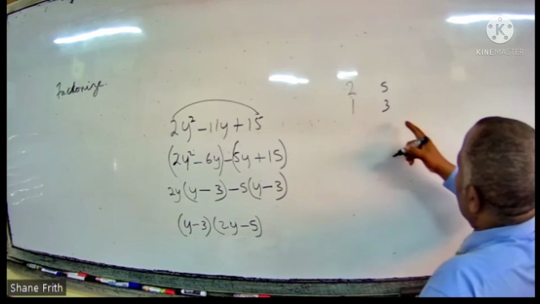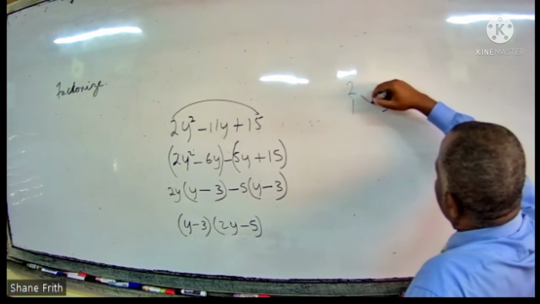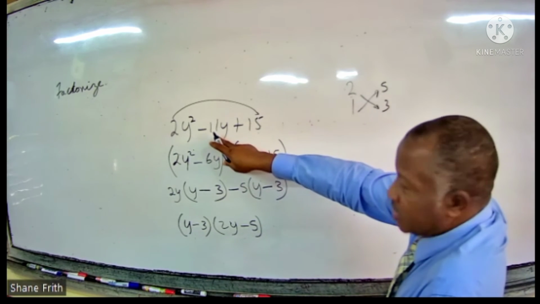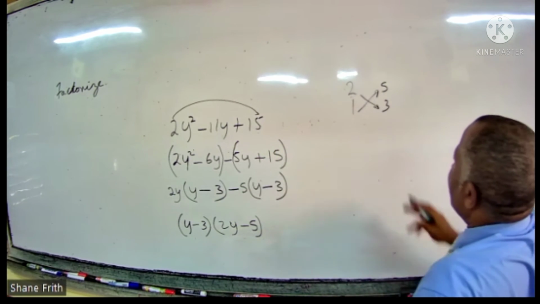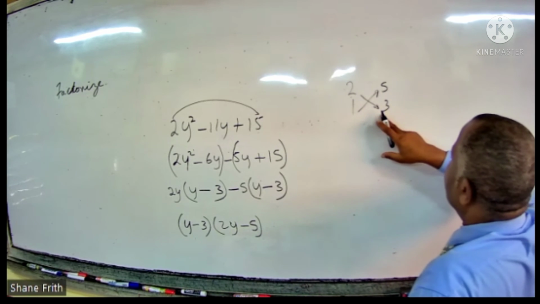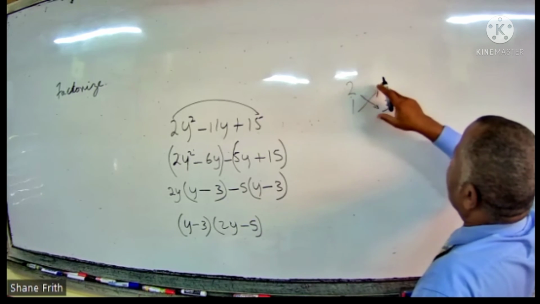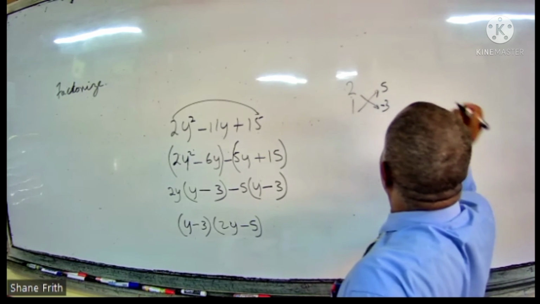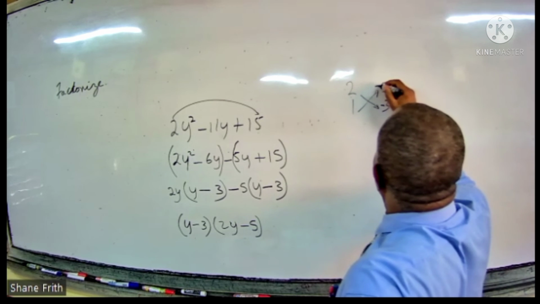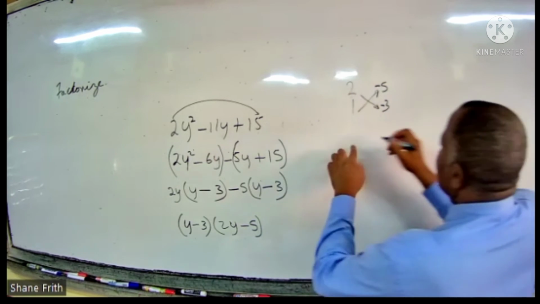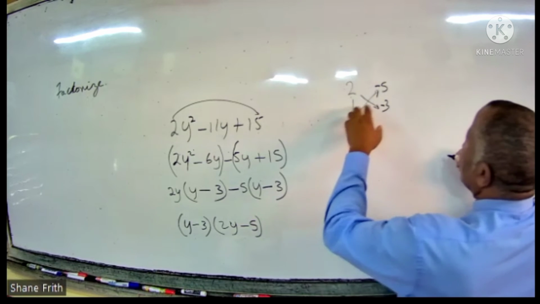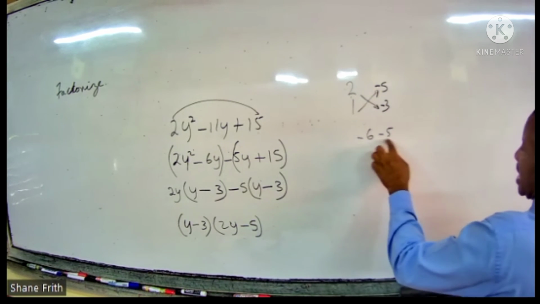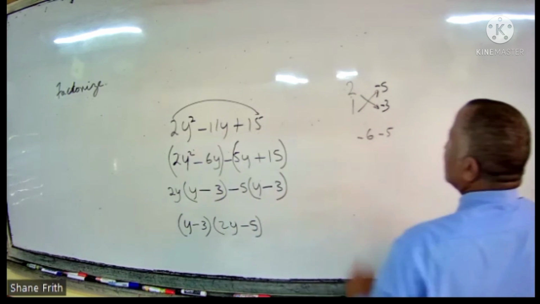So now the trick with this is, when you cross multiply and add, you want to get the coefficient of the middle term, yeah? All right, so I know that 2 times 3 is 6, 1 times 5 is 5, but I need minus 11. So I could just put a minus here, make that a minus, so I could say 2 times minus 3 will give me minus 6, and 1 times minus 5 is minus 5. So when I add this, I get minus 11, which I want.